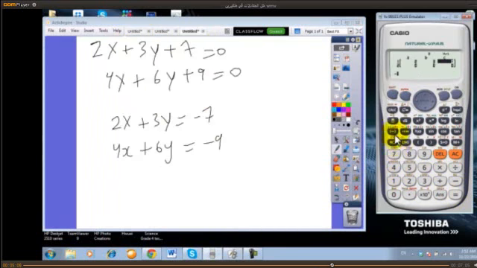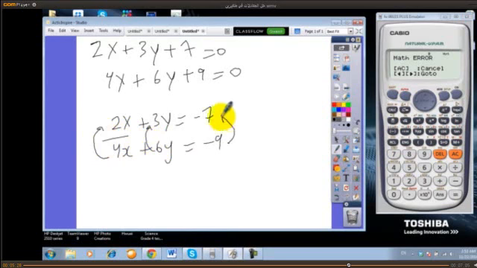So again, we enter the values of all coefficients and constants and equal. I also get a math error, because actually here also there's no specific intersection point. If I divide 4 over 2, I'll get 2. 6 over 3, I'll also get 2. But negative 9 over negative 7, I will not get 2. So over here, a1 over a2 is equal to b1 over b2, but not equal to c1 over c2.